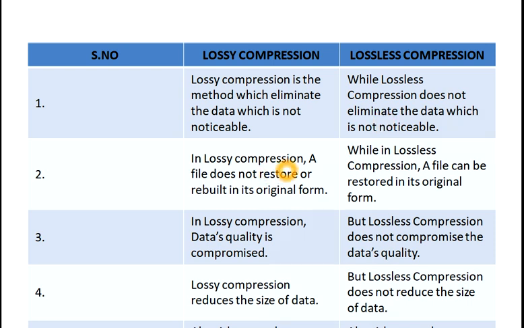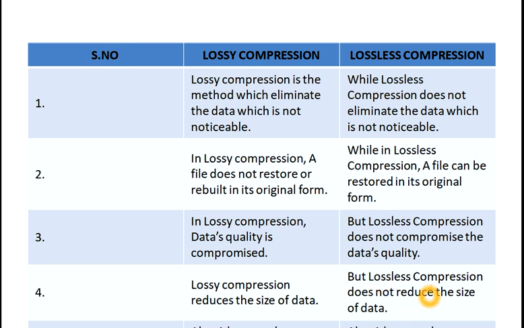In lossy compression, a file does not restore or rebuild in its original form, that we have already got. And in case of lossless compression, a file can be restored in its original form. Then in lossy compression, data quality is compromised, so maybe you will lose some information, but in case of lossless compression, data quality is not compromised. And lossy compression reduces the size of the data, and that is its main advantage, while lossless compression does not reduce the size of the data as much.